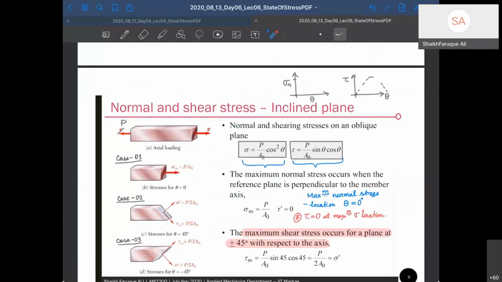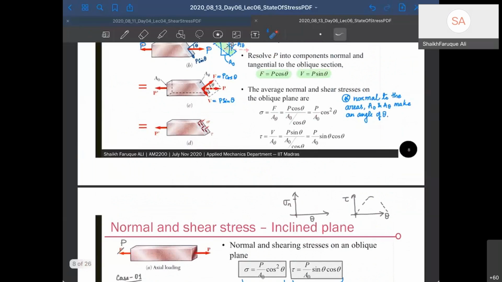Your shear stress is P by A0 sine theta cos theta, right? So at theta equal to 0, what is its value? It's 0, right? At theta equal to 0, see this graph, it is 0. Now it grows up and grows up, maybe at 45 degrees it is maximum. And then it goes down again. At theta equal to pi by 2, it will be 0 again, right? So this is 0, pi by 4, pi by 2.